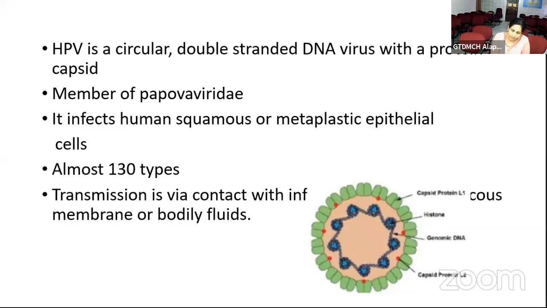HPV, or human papillomavirus, is a circular double-stranded DNA virus with a protein capsule. It is a member of the Papillomaviridae family. It infects human squamous or metaplastic epithelial cells. Almost 130 types have been detected. Transmission is via contact with infected membranes and body fluids.